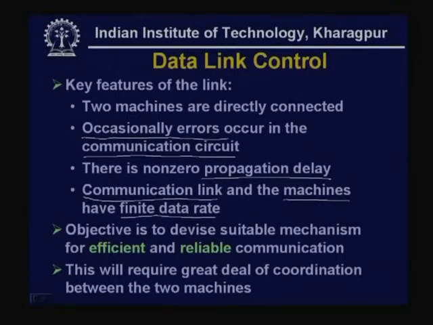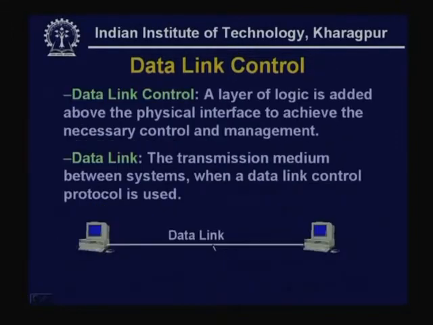Obviously, in this scenario, our objective is to devise a suitable mechanism for efficient and reliable communication, using the unreliable transmission link that we have. And this will require a great deal of coordination between two machines, and this coordination is represented by the data link control protocol.